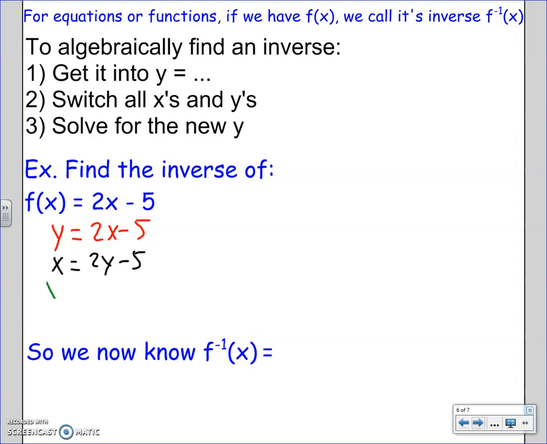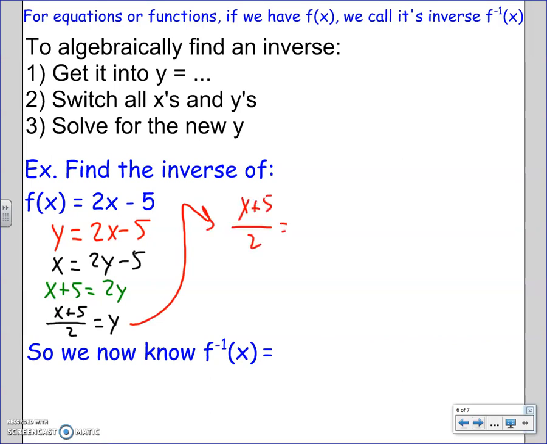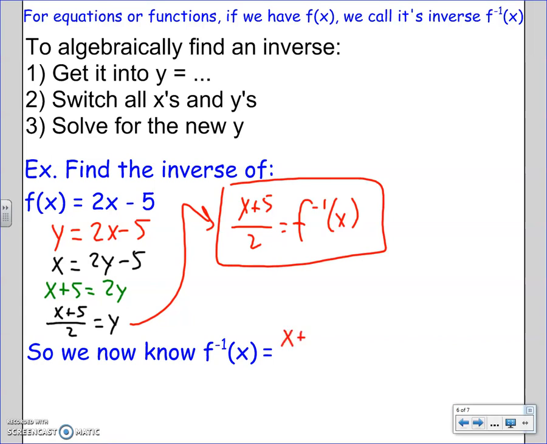I'm going to add 5 to both sides. Then I'm going to divide by 2. I'm done. Now instead of calling the right side y, we create a y in the problem. Let's put it back. So we'll say (x plus 5) over 2 equals f inverse of x. So that's the inverse. All right, and that goes right here. So (x plus 5) over 2. It's a pretty short 3-step process.